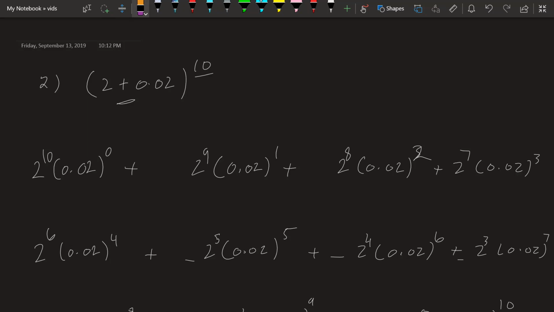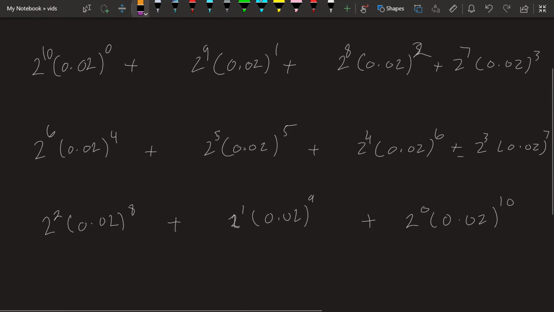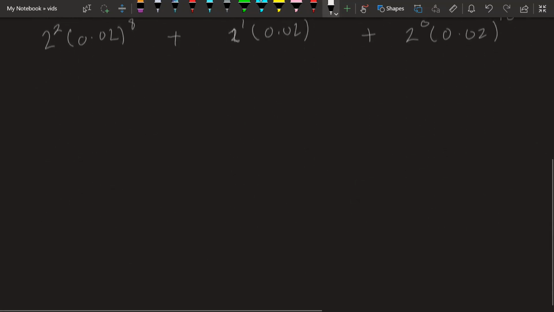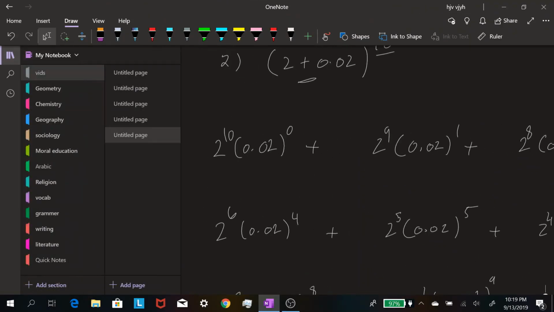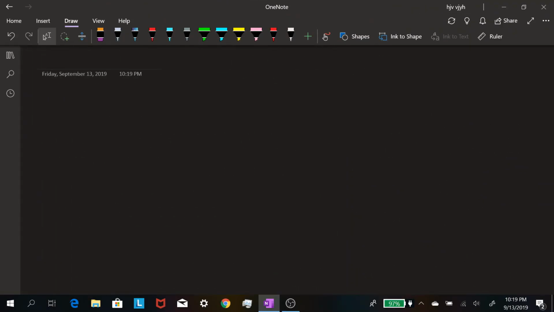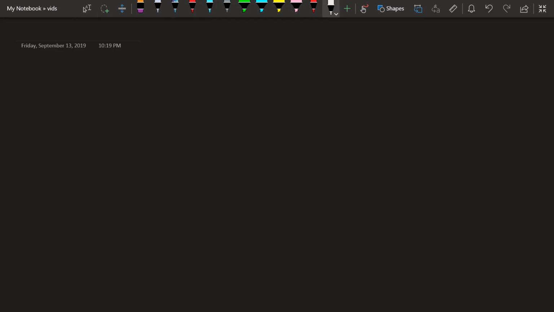What we're trying to find are the coefficients now. How can we find the coefficients? Well, we can simply use Pascal's triangle. So I'm going to draw the triangle on a new page. We're going to come back to this page. But I need you to memorize the exponent. The exponent is 10. So we need to find all the coefficients of the 10th exponent.